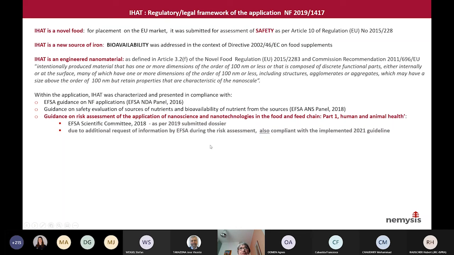Within the application, we presented IHAT in compliance with the EFSA guidance on novel food, of course, on the safety evaluation of sources of nutrients and their bioavailability. As far as the risk assessment is concerned, we were compliant with the guidelines issued in 2018, because we submitted our dossier in 2019, but we are the first example, I would say, of the need to implement the submitted data in agreement with the 2021 guideline.